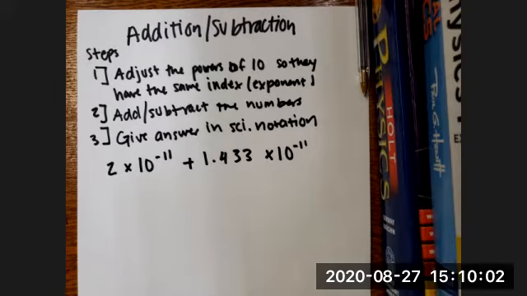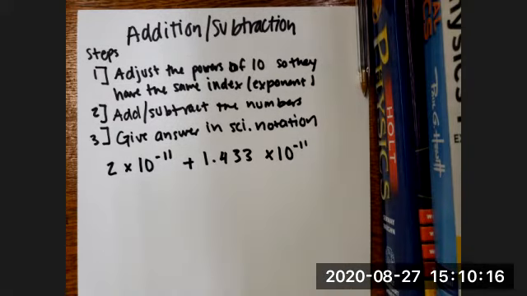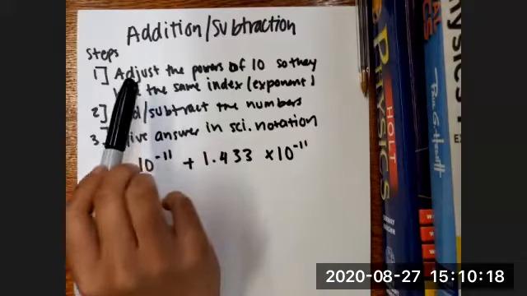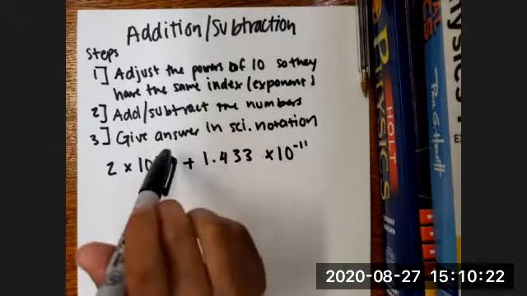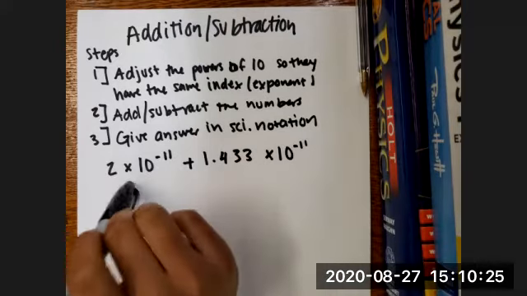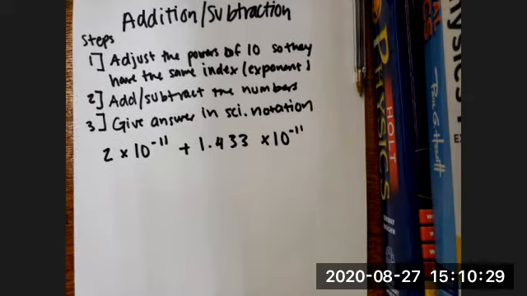Here, it's different than multiplication and division. It doesn't actually follow any of the laws of exponents, because all you have to do is make sure that your powers of 10 are the same. So remember the steps: you want to see if the powers of 10 are the same. If they're not, then adjust them so they have the same exponent. And then you're going to add or subtract the numbers, and then give your answer in scientific notation.